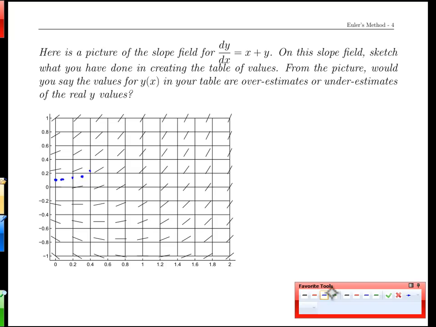And what we're seeing is a sketch of the solution that satisfies the slope field. This would be the y of x solution beginning at the point 0, 0.1.